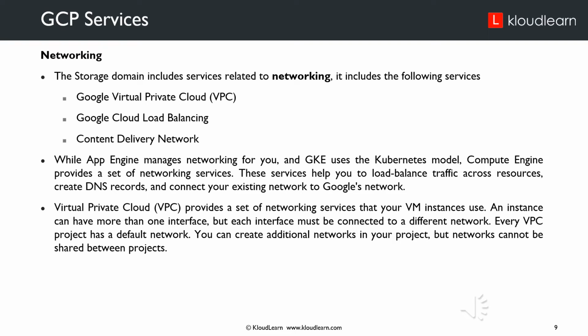While App Engine manages networking for you and GKE uses the Kubernetes model, Compute Engine provides a set of networking services. These services help you to load balance traffic across resources, create DNS records, and connect your existing network to Google's network. Virtual Private Cloud (VPC) provides a set of networking services that your VM instances use. An instance can have more than one interface, but each interface must be connected to a different network.